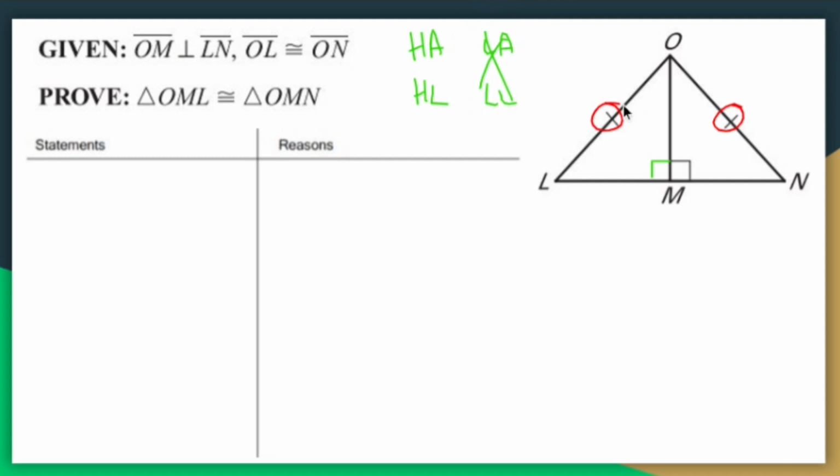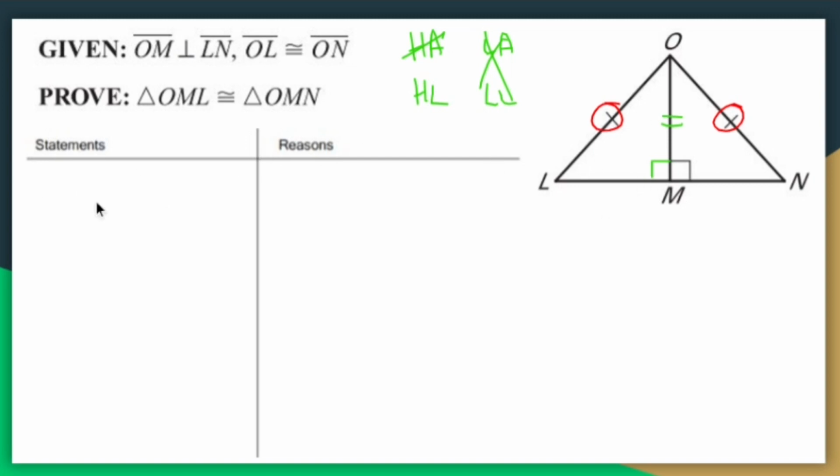So I have a hypotenuse. What else do I have? Oh, these guys are the same line. So if I can say that OM is congruent to OM, which I can, that gives me a hypotenuse and a leg. So I'm going to prove that these two are congruent. I can show that these two are congruent by HL.